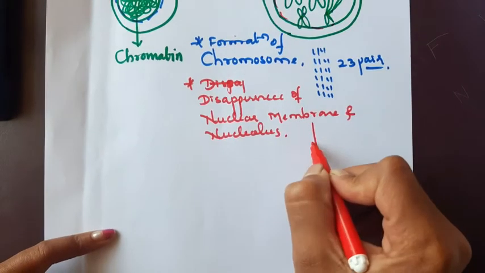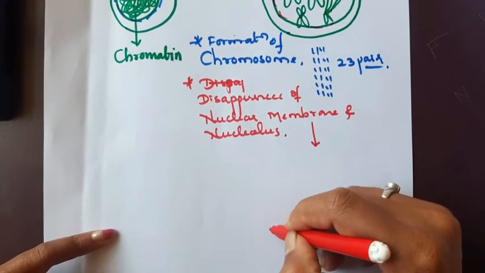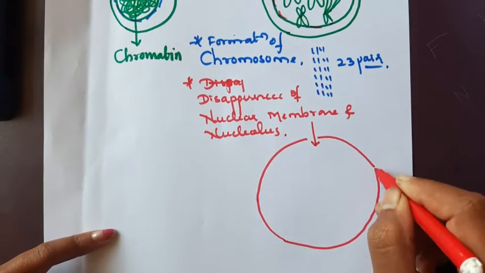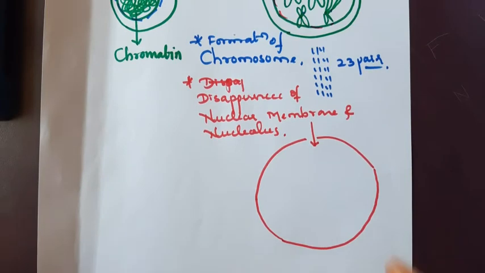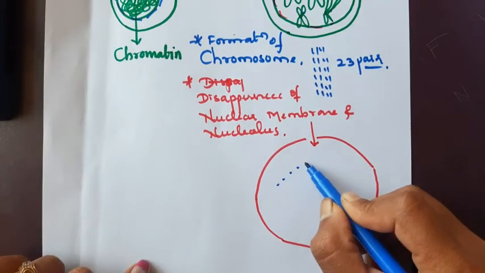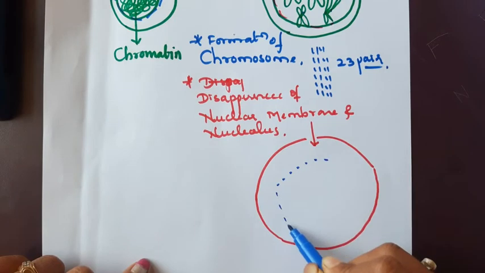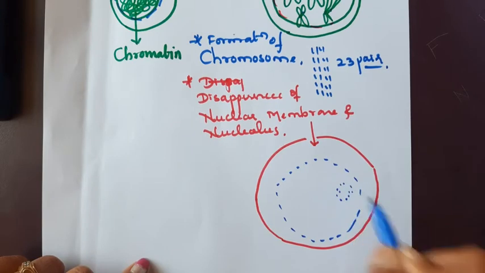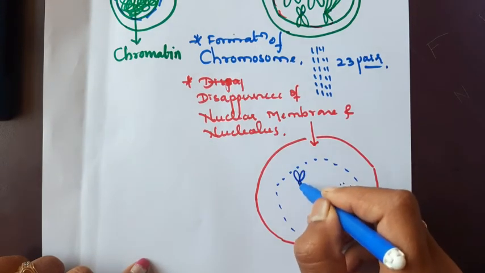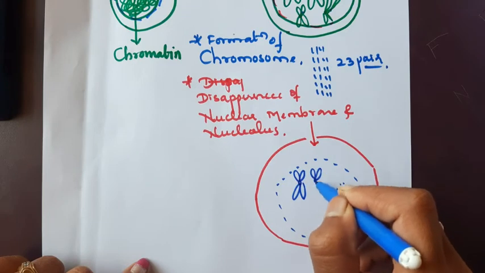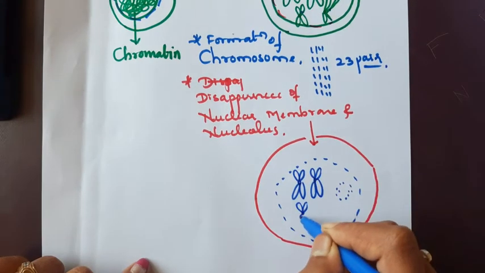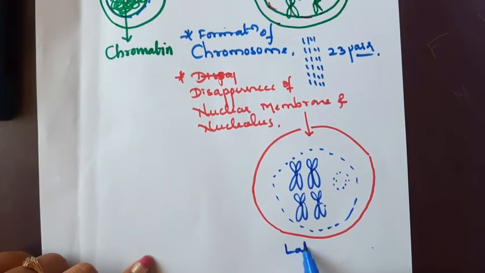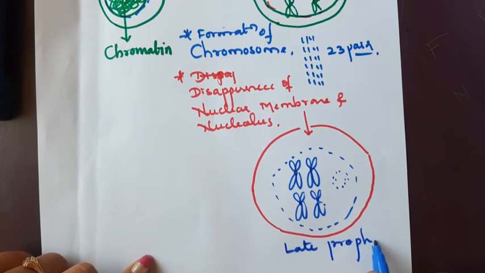I will draw the diagram of the early prophase and the late prophase, the starting stage of the prophase and the end stage of the prophase. The nuclear membrane is going to degenerate and the nucleolus also degenerates. Only pairs of chromosomes are present. This is a late prophase. I will write here late prophase.